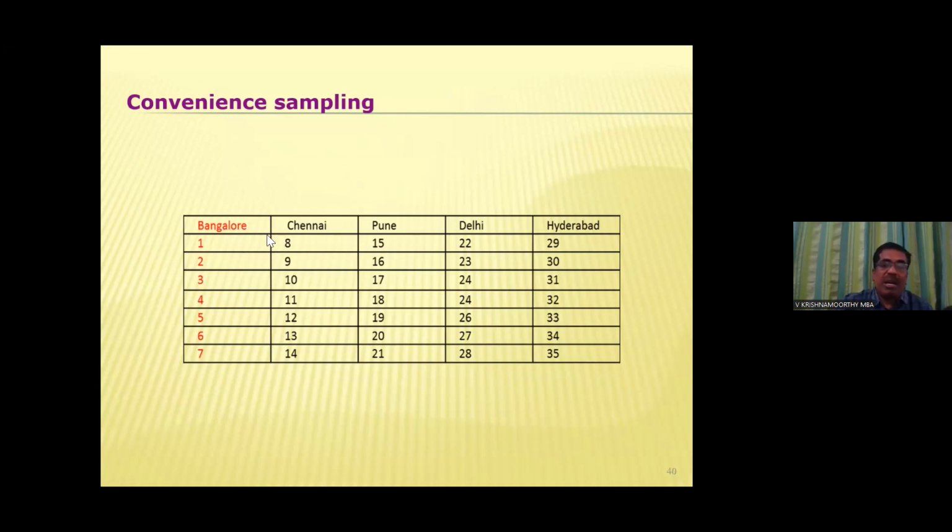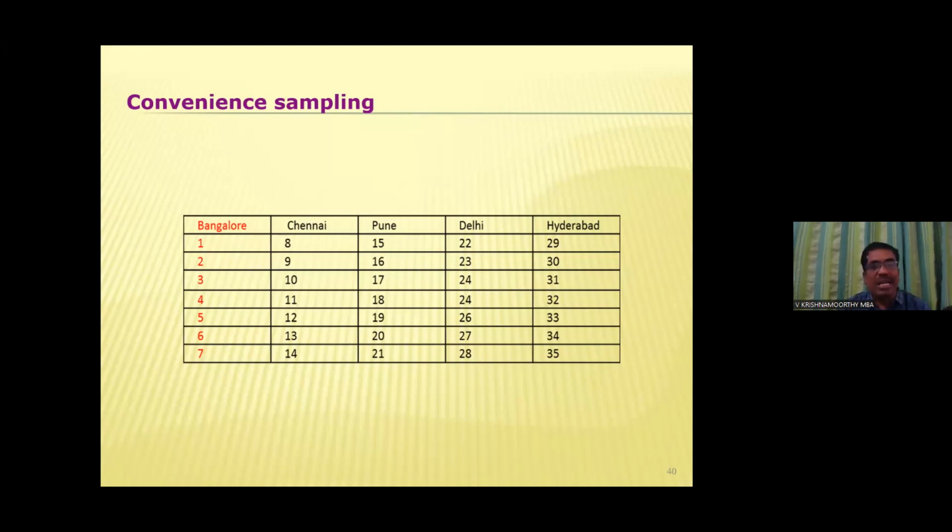We have divided the entire population on the basis of city. Just imagine that in Bangalore only 7 people are living. In Chennai, 7 people. Pune, 7 people. Delhi, 7 people. Hyderabad, 7 people are living in these places. Now I'm supposed to collect 7 samples. I am there at Bangalore. Bangalore is very convenient to me because just imagine that I would like to do research in Bangalore.